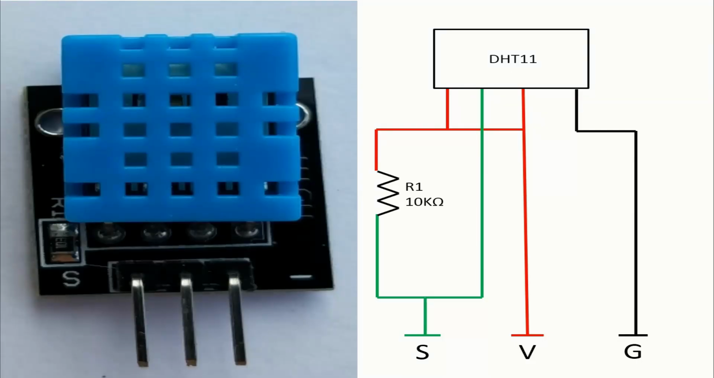Now I will show how these components are connected together. There we have the sensor itself, and of course the resistor R1. On the right you can see how the pins of the module are connected on this board. We have in red the flow of the voltage, we have in black the flow of the ground, and of course we have in green the flow of the signal.